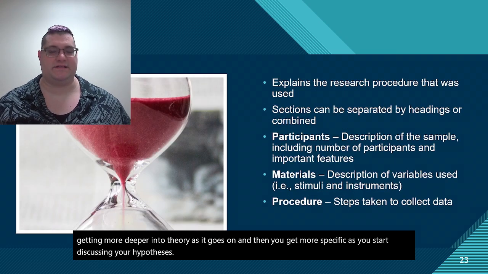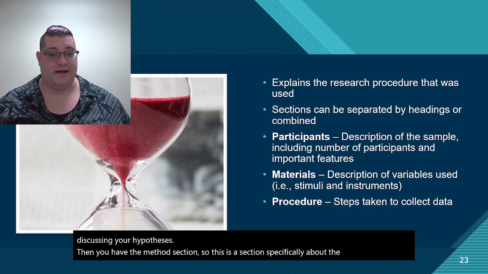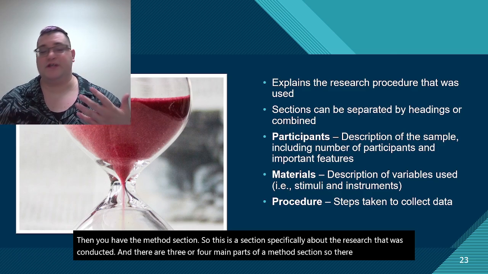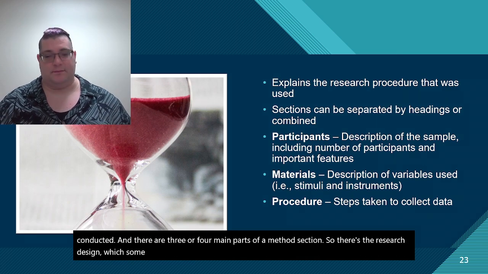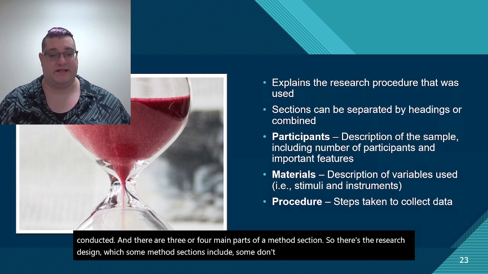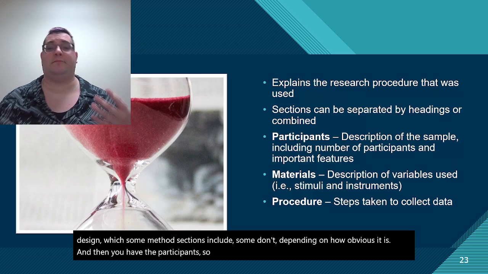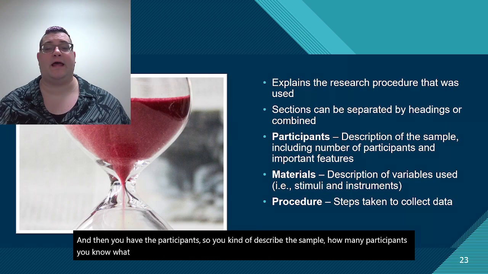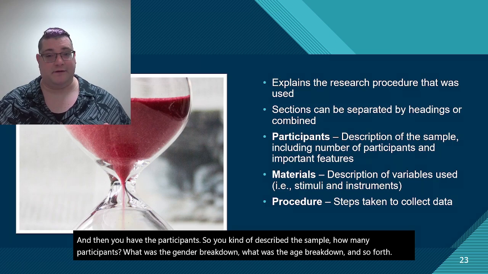Then you have the method section. So this is a section specifically about the research that was conducted. And there are 3 or 4 main parts of a method section. So there's the research design, which some method sections include, some don't, depending on how obvious it is. Then you have the participants, so you describe the sample, how many participants, what was the gender breakdown, what was the age breakdown, and so forth. Then you have the materials.